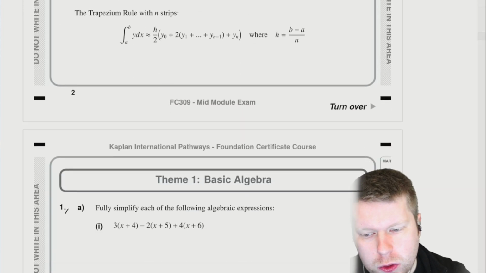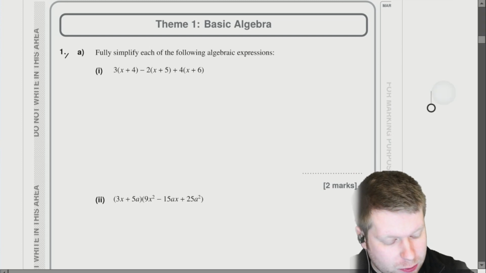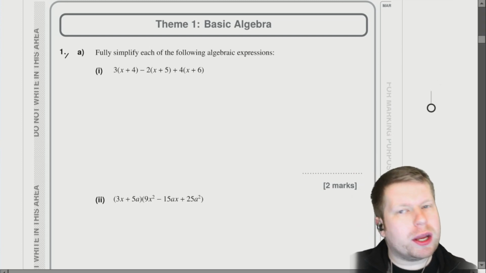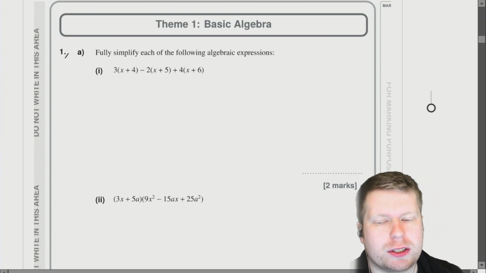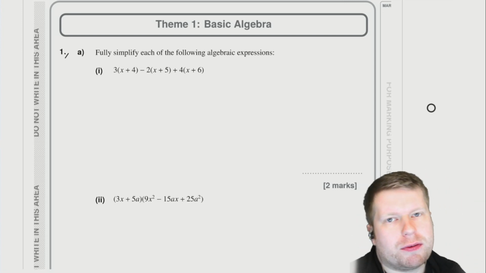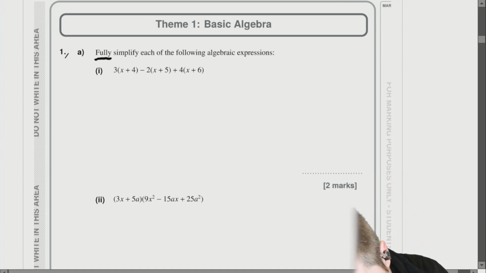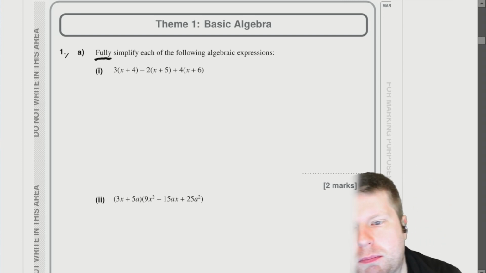Now question one was all to do with basic algebra. Realistically, these are just testing fundamental skills in the module. So there's no reason why you shouldn't be able to get 100% on these questions. They are just basic expansion, factorising and simplification of algebraic terms. So the key word here for question 1A is to fully simplify.